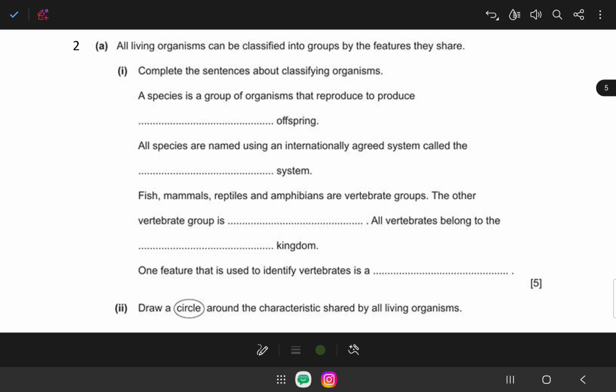All living organisms can be classified into groups by the features they share. Complete the sentence about classifying organisms. A species is a group of organisms that can reproduce offspring. This is easy. As I explained, species are only classified as species when they can reproduce fertile offspring. All species are named using an internationally agreed system called the binomial system.